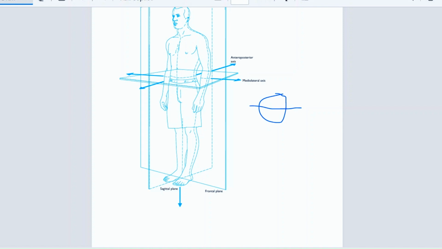Another example is, okay, we can just take these two examples. You can try this on yourself: you have to rotate your upper body to the right and left, while keeping your lower body stable. You can take this example as a transverse plane movement.